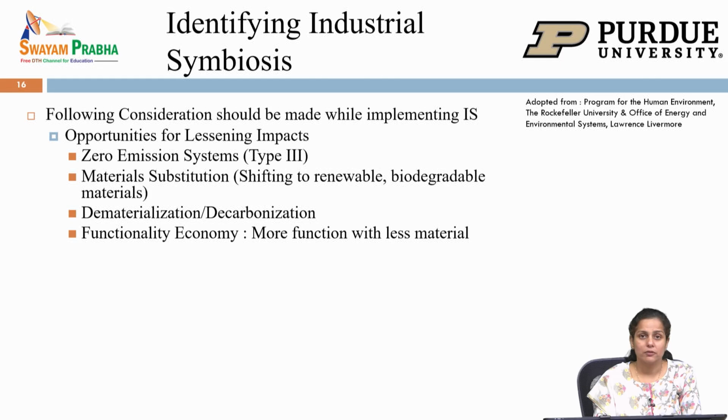We do not want to create waste that is very toxic and does not have a way to be recycled. So, we are trying to shift to renewable and biodegradable material, so that it does not accumulate as long term waste in the environment. Third is dematerialization and decarbonization. Both are very interesting concepts, in that we want to make the products, but reduce the amount of material input going into them, and also reduce the carbon input going into the system.